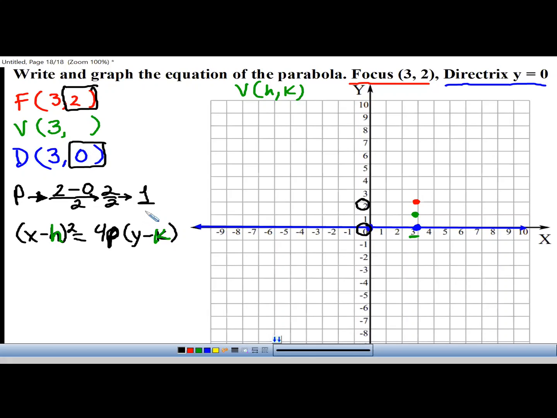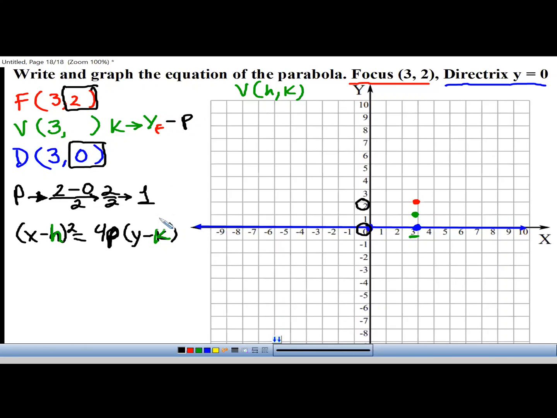All right, here goes the next part. Writing utensils down, look up to the screen. So, what do we have so far? We have the h value of the vertex. We need k. Well, to find k, pay attention to this part. I'm going to take the y value of the focus and subtract p from that.